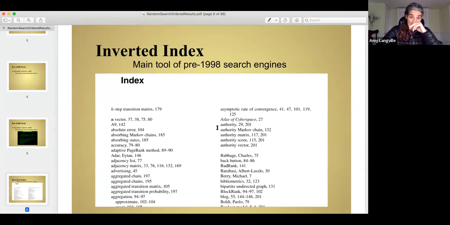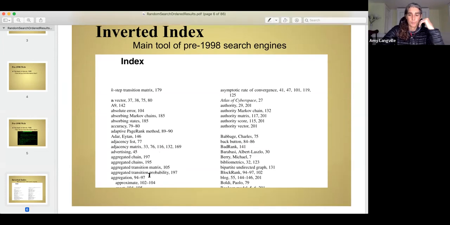The main tool that search engines used back then was what's called an inverted index, which is a whole lot like an index in the back of a book. For every topic or search phrase, say one of my books has a section about absorbing Markov chains, if you wanted to find out where that was, the index would tell you it's on page 185 of that book. Except for the web, they want to know what the web page is. So all the web pages got ID numbers, and the search engines started cataloging like this. When you entered your search, it would go to this list, find, oh, there's web page 197, and serve that back to you.